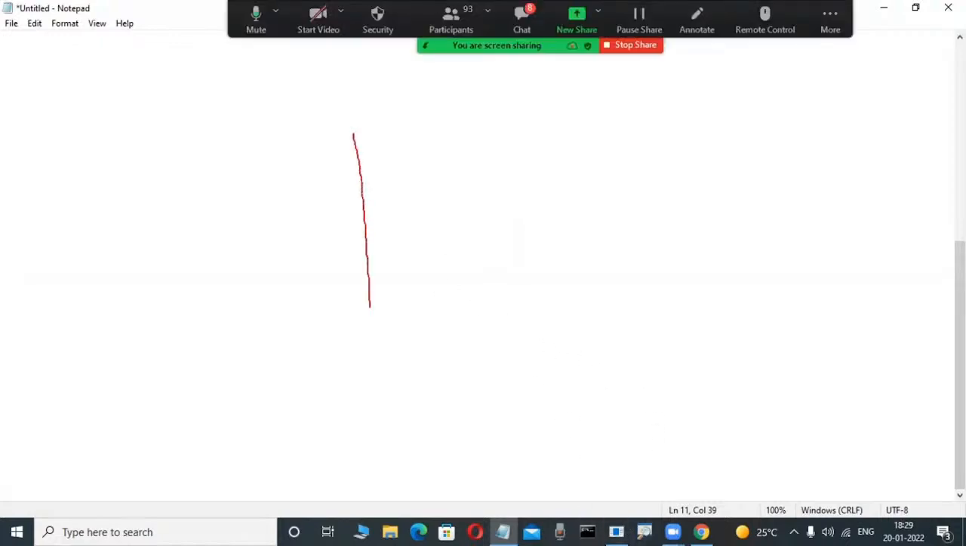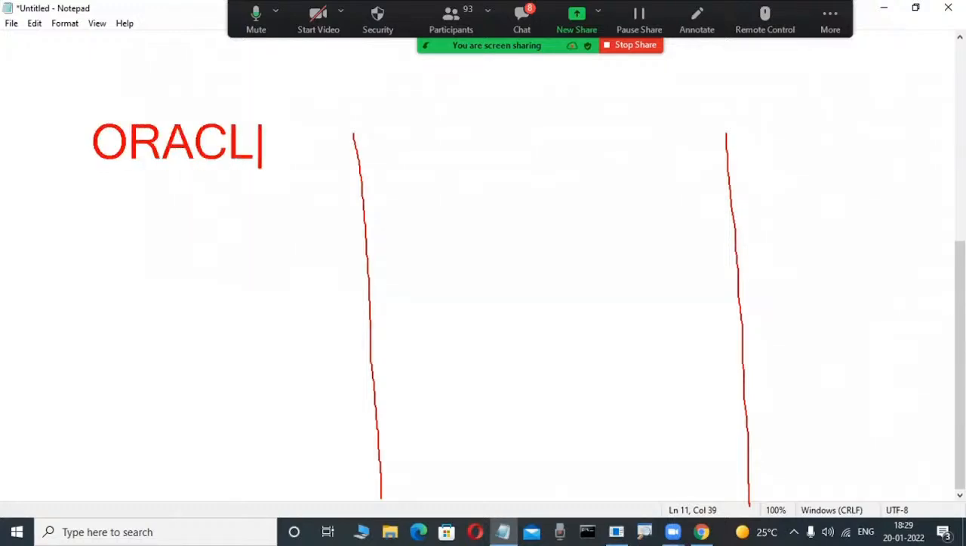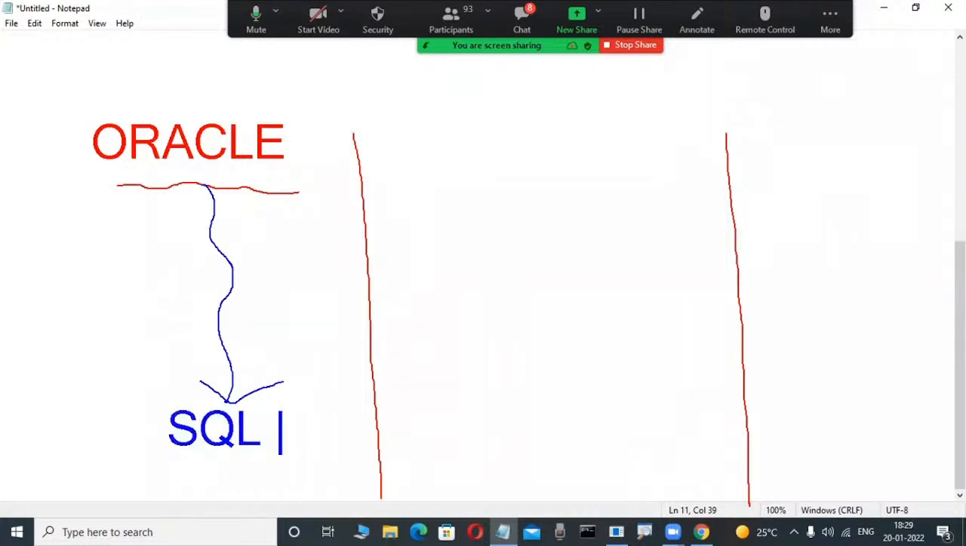Suppose I am working in a company, and I work on Oracle projects. Oracle is a relational database product. If I want to operate this relational database product, I use SQL as the language. Observe here: SQL is a language.